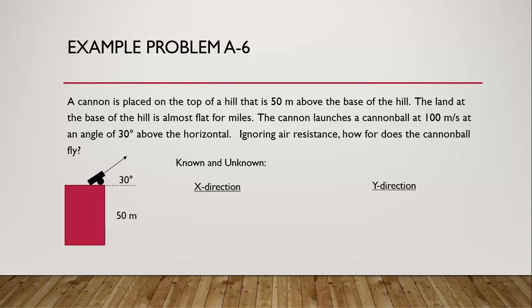So, some known and unknown variables. What I usually try to do in these types of problems is separate everything in terms of what's happening horizontally and what's happening vertically. First thing I can find out right away is what are the initial velocities. If I know it's 100 meters per second at 30 degrees above the horizontal, well, I know the x component is going to be 100 meters per second cosine of 30 degrees, and the y component is going to be 100 meters per second sine of 30 degrees.